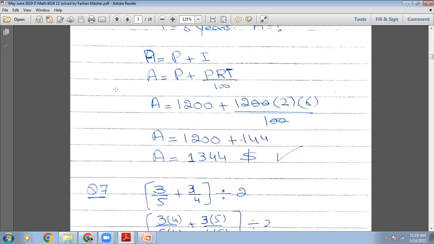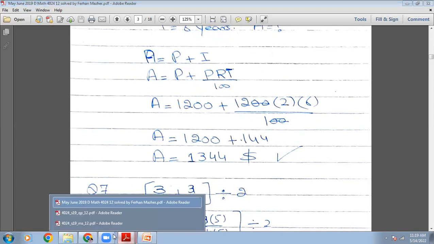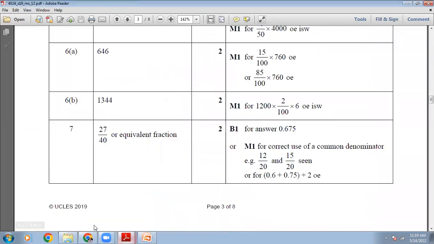Just put the values. Principal is 1200. So 1200 plus 1200 multiply 2 multiply 6 divided by 100. The zeros cancel. So you will have 1200 plus 12 multiply 12, which will be 144. So it will be $1,344. So at the end of 6 years, the amount they will have in their account will be $1,344. And you can see our answers are right.